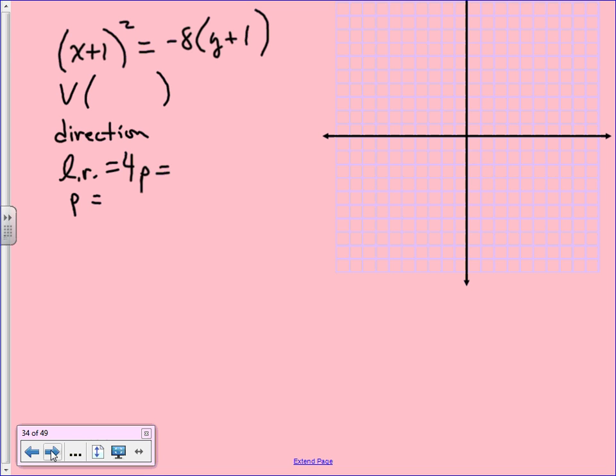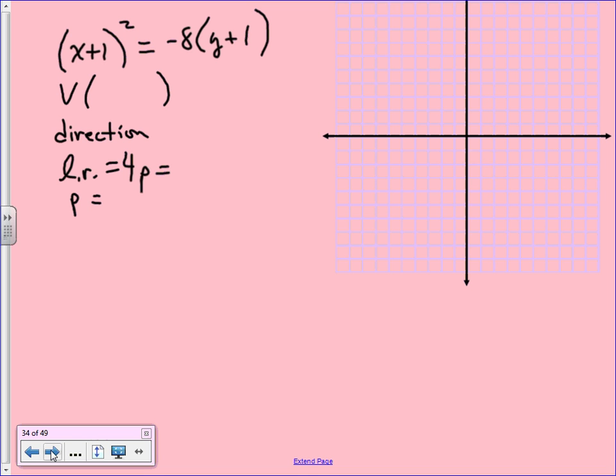We want to name the vertex. We want to name the direction, of course. We want LR, and then we're going to take LR and solve for P. Okay? So let's do this.